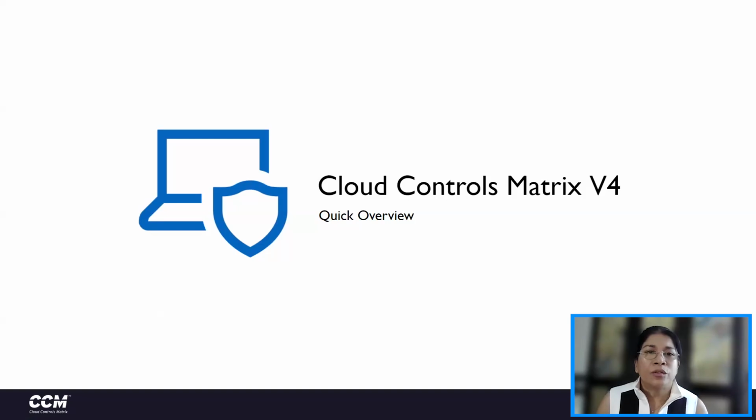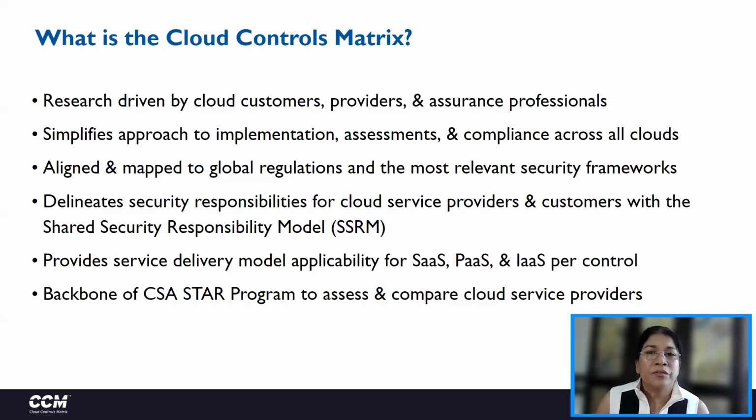So what is the Cloud Controls Matrix? The Cloud Controls Matrix, or CCM, is the result of research driven by cloud customers, providers, and assurance professionals that simplifies implementation, assessments, and compliance across all clouds. It is aligned and mapped to global regulations and the most relevant security frameworks, and delineates security responsibilities for cloud service providers and customers with a shared security responsibility model for SaaS, PaaS, and IaaS delivery models, indicating where there is a shared dependency, either dependent or independent per control.